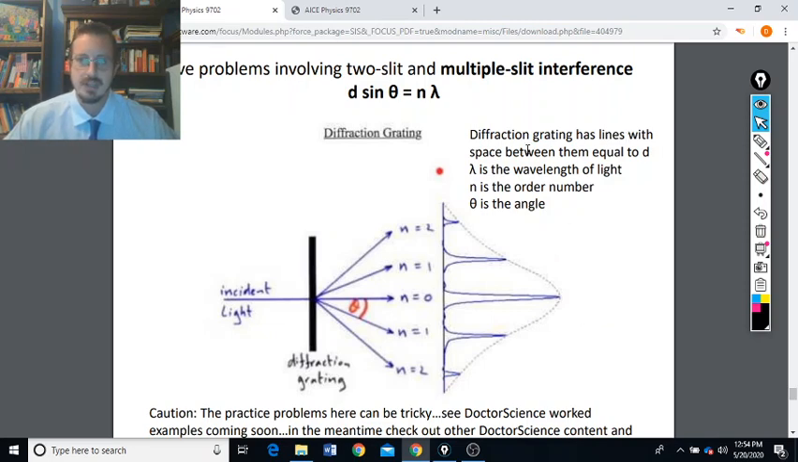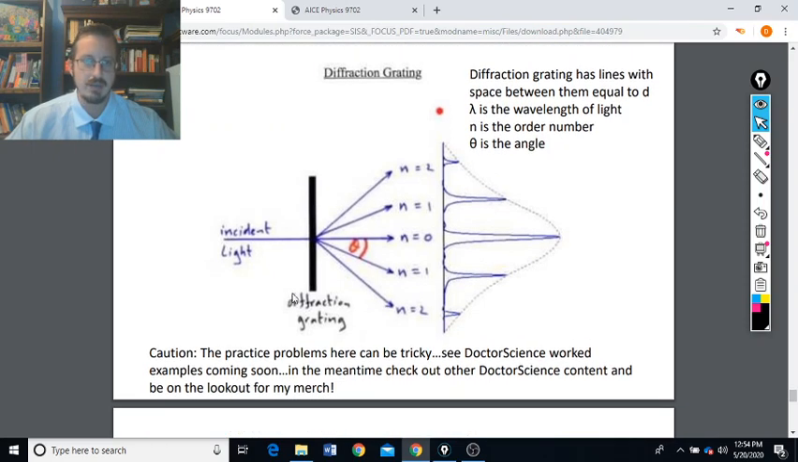The diffraction grating has lines with space between them equal to d. Lambda is the wavelength of light, n is the order number, and theta is the angle.